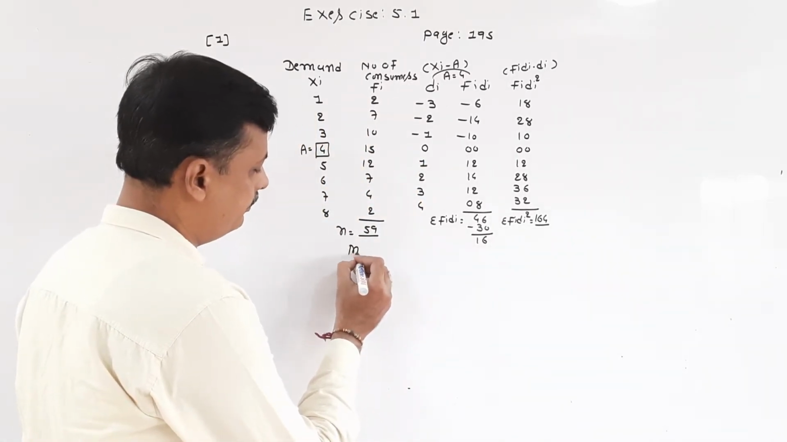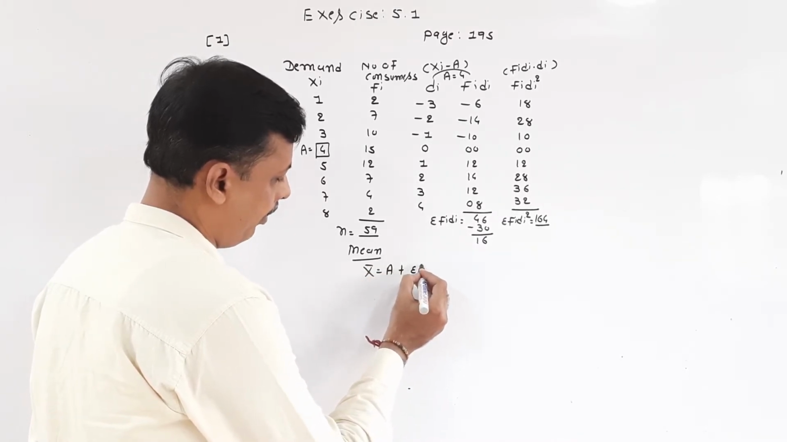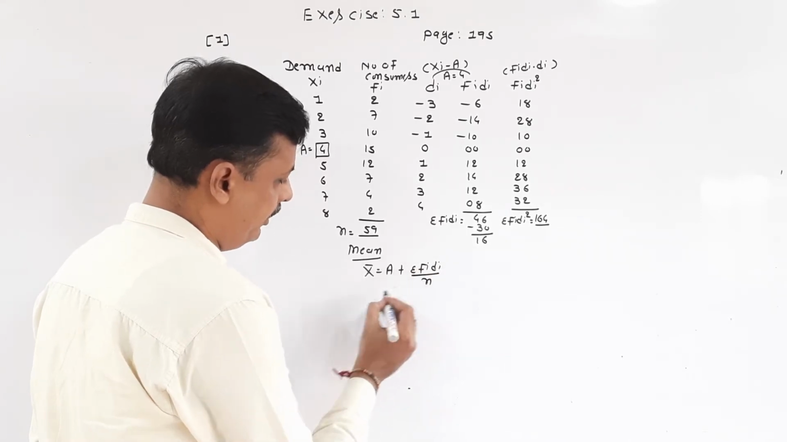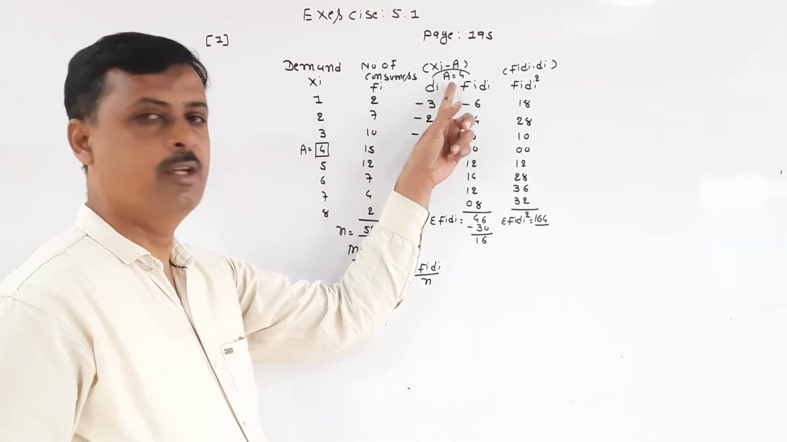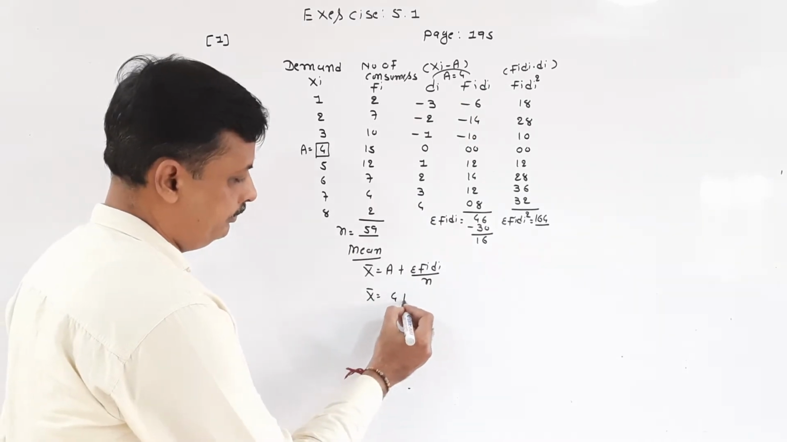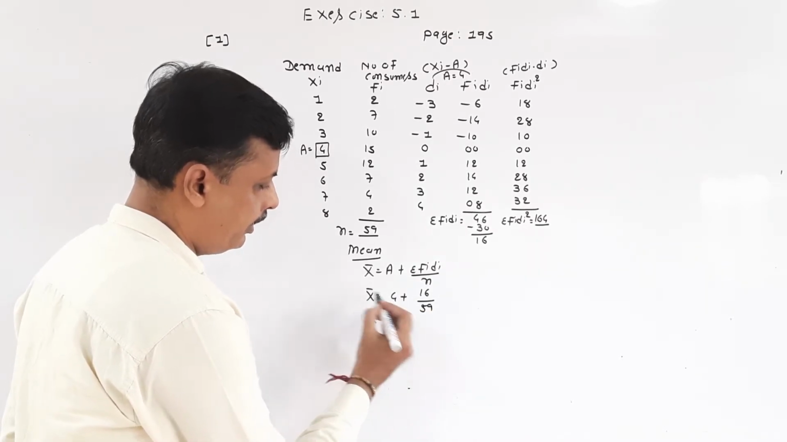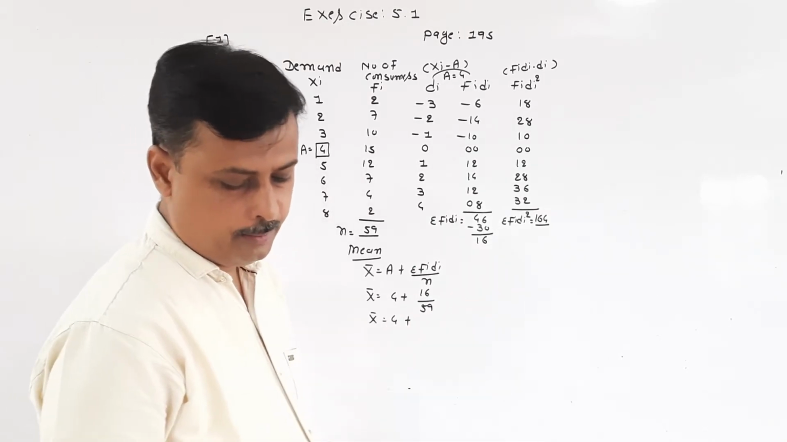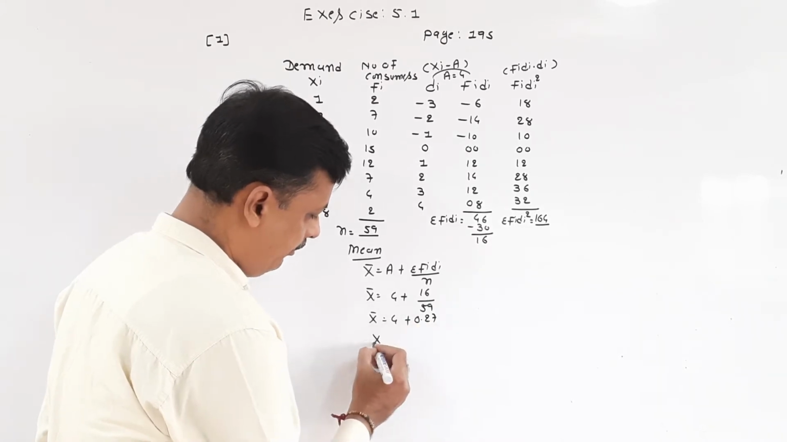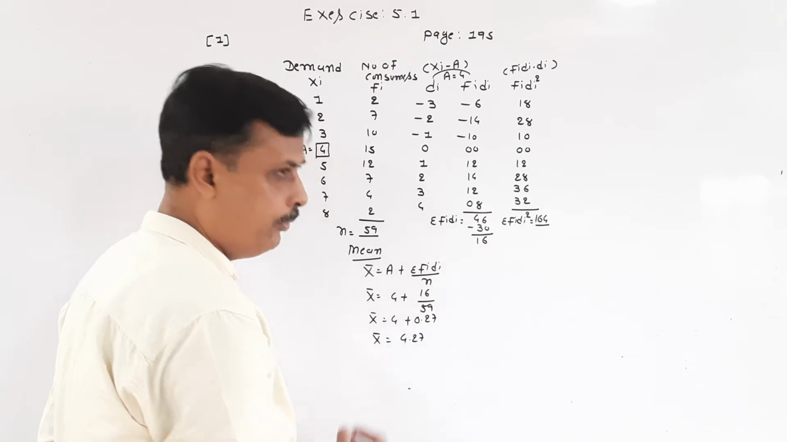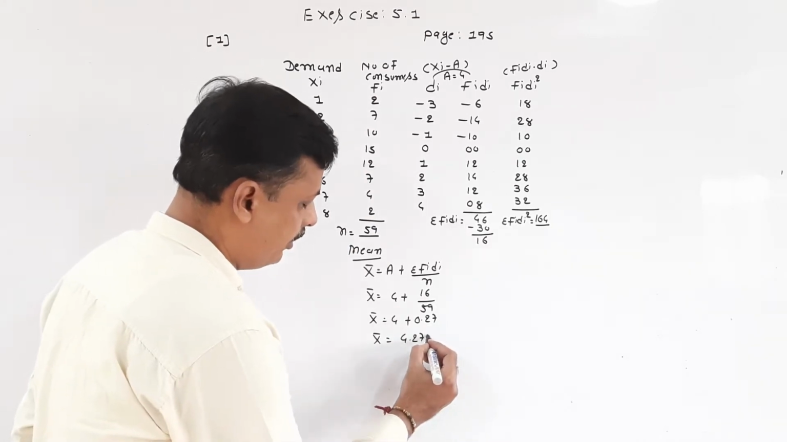For first we find mean. Mean means x bar. x bar is equal to A plus sigma fi di upon N. A for assumed mean, we take 4 as A. Sigma fi di is 16, N is equal to 59. 16 divided by 59 is 0.27, and 4 plus 0.27 is 4.27, and here demand is given in units, or you can say product.